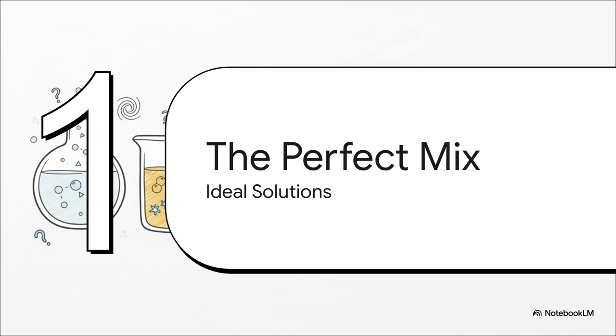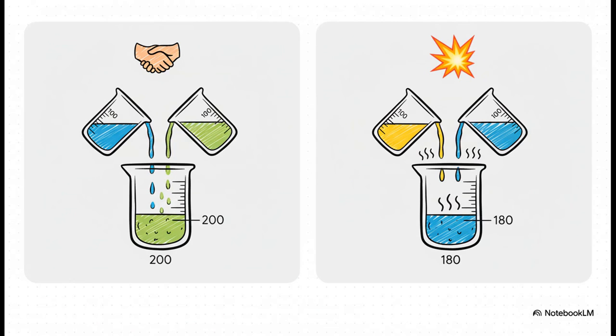Well, to get a handle on all the messy real-world examples, we first have to understand the perfect scenario. It's what scientists call an ideal solution. Think of it as a perfect model, where everything plays by the rules exactly as you'd predict. And this slide just lays it out so clearly. On the one hand, you have that ideal mix. 100 milliliters of methanol plus 100 milliliters of ethanol gives you exactly 200 milliliters. No surprises, no temperature change, nothing.